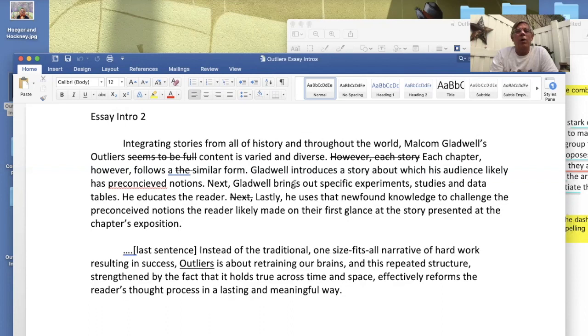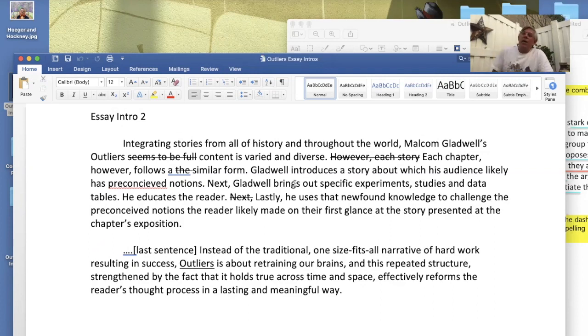Malcolm Gladwell's Outliers content is varied and diverse. Each chapter, however, follows a similar form. Gladwell introduces a story about which his audience likely has preconceived notions. Next, Gladwell brings out specific experiments, studies, and data tables. He educates the reader. Lastly, he uses the newfound knowledge to challenge the preconceived notions the reader likely made on their first glance at the story presented at the chapter's exposition.